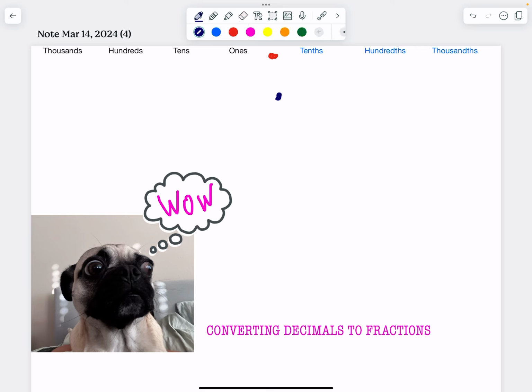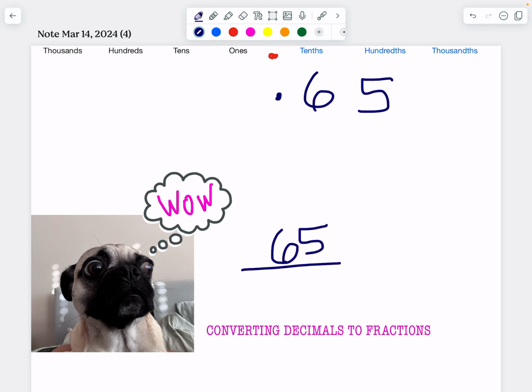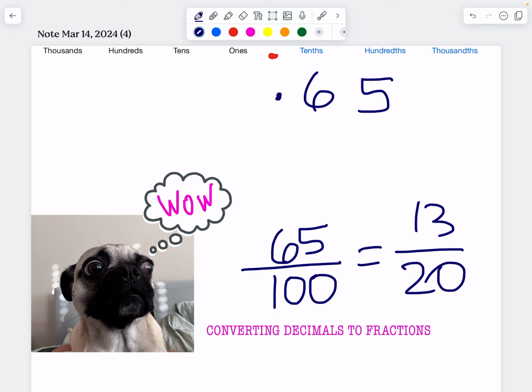All right, let's try one more. Let's do 0.65. Okay, so 65, and we'll put that over 100 because the 5 is in the hundredth spot. Now we can reduce that. We can divide that and turn that into 13/20ths, because 5 will go into 65 13 times, and 5 will go into 100 20 times.